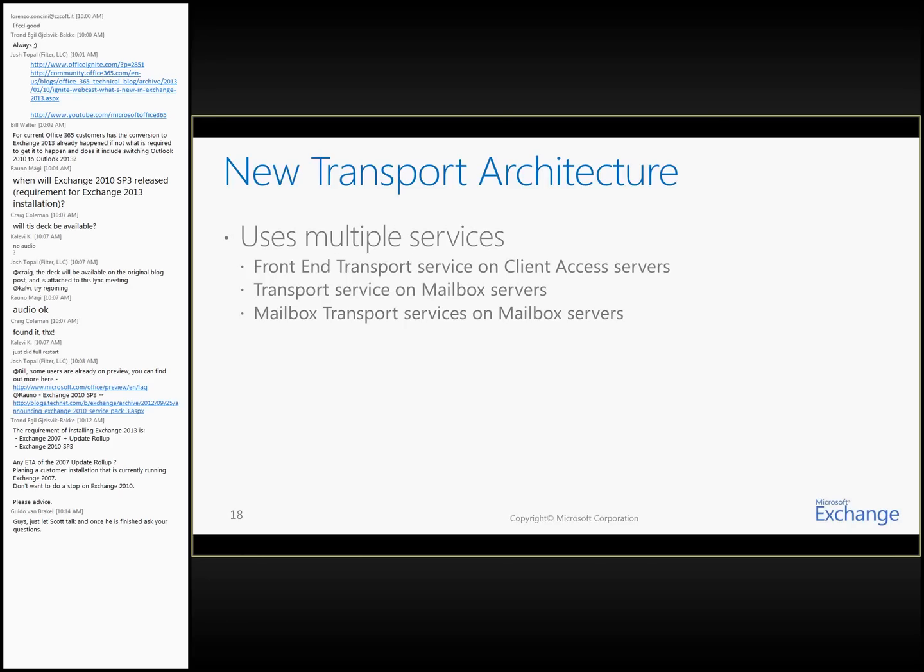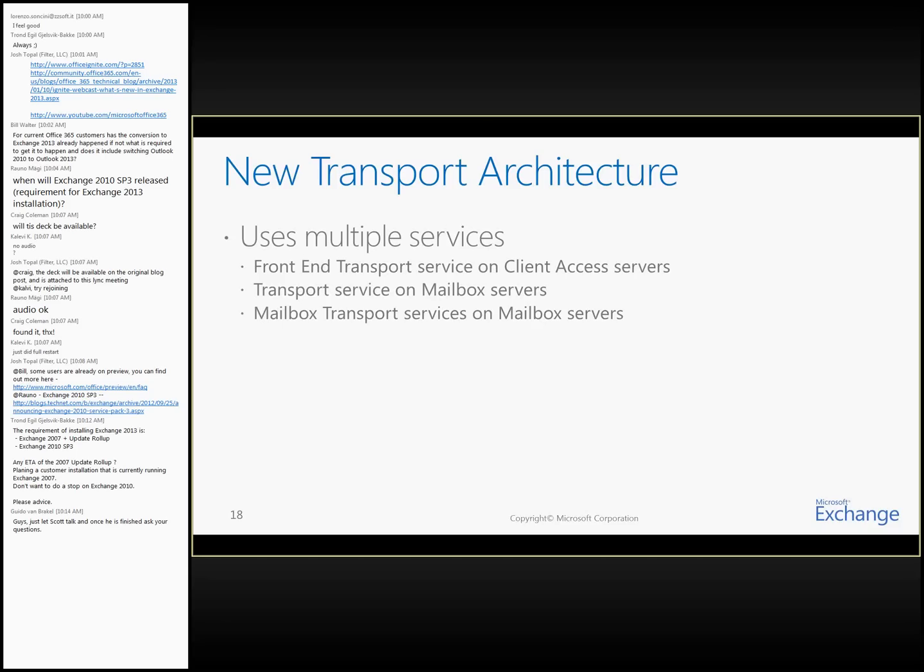But the transport service routes messages between the mailbox transport service and the front-end transport service. And then finally, there is the mailbox transport service, and this service runs on all mailbox servers and consists of two separate services, the mailbox transport submission service and the mailbox transport delivery service.